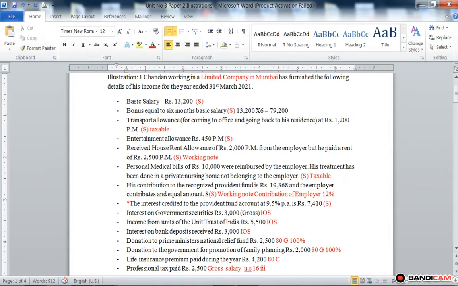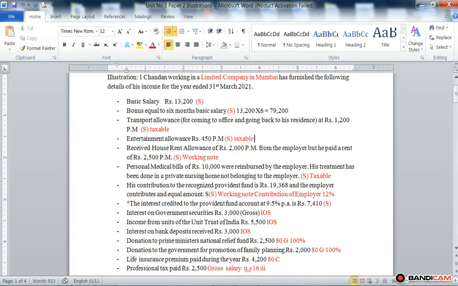ट्रान्सपोर्ट अलाउन्स पूर्णपणे टॅक्सेबल राहणार आहे. एंटरटेनमेंट अलाउन्स is also part of salary. First of all we add the entertainment allowance in salary and then we get a deduction from gross salary under section 16 subsection 2, for only government employees. आता चंदन हा गव्हर्नमेंट एम्प्लॉई आहे का? नाही, म्हणून हा सुद्धा फुल्ली टॅक्सेबल राहणार आहे.